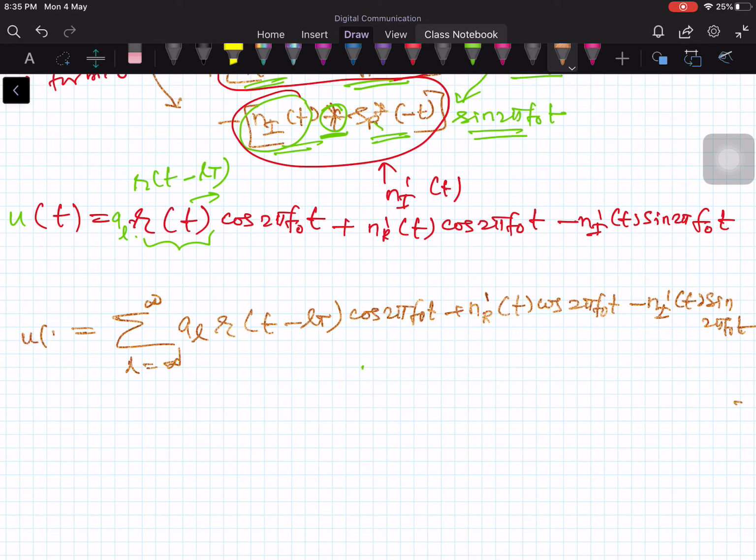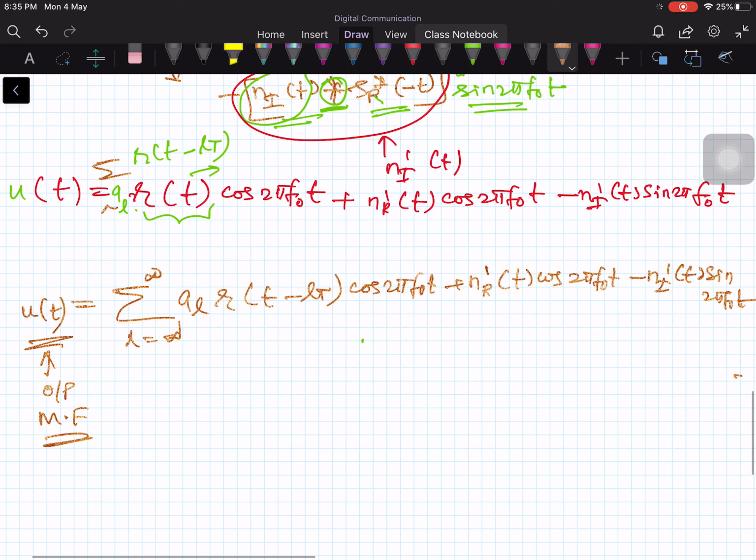This is your received signal, and the output of the matched filter. And here also you put a summation where L goes from minus infinity to plus infinity. Now if you design such that cos of 2 pi f naught LT is equal to 1, you take capital T in such a way, then what will happen? The output pulse satisfies the Nyquist criterion. So this is the shape of the output pulse.